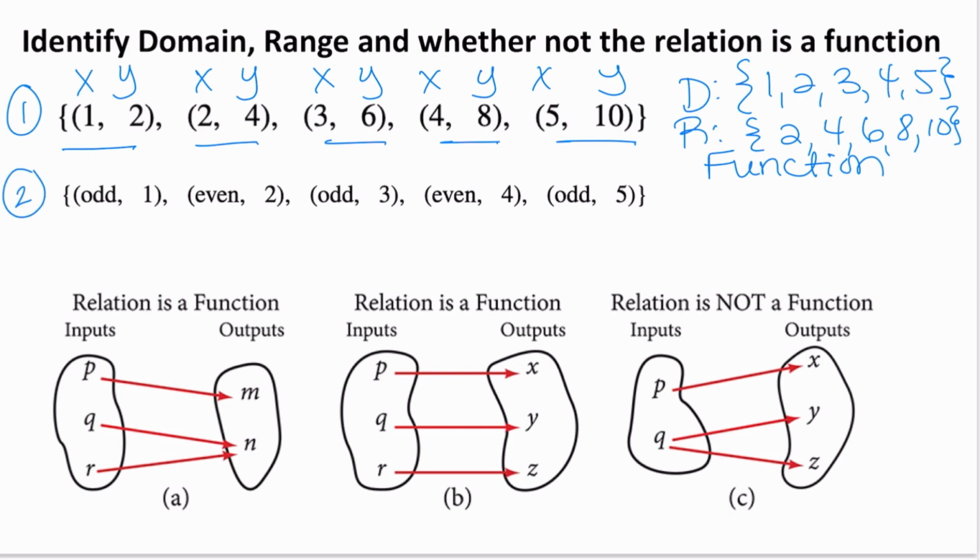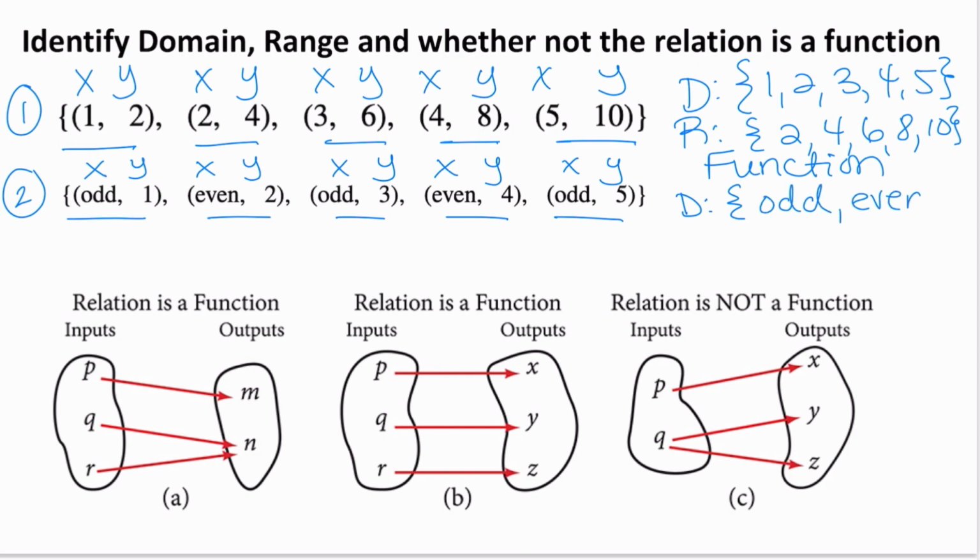If we take a look at example number 2, we have 1, 2, 3, 4, 5 different ordered pairs. And once again, the x's are going to be the domain and the range is going to be the y coordinates for each one of these ordered pairs. The domain for this example is odd and even, because it just keeps repeating odd, even, odd. I don't have to sit here and write odd, even, odd, even, odd. I can just write odd and even. Then the range is the y values, so here it's going to be the numbers 1, 2, 3, 4, and 5.